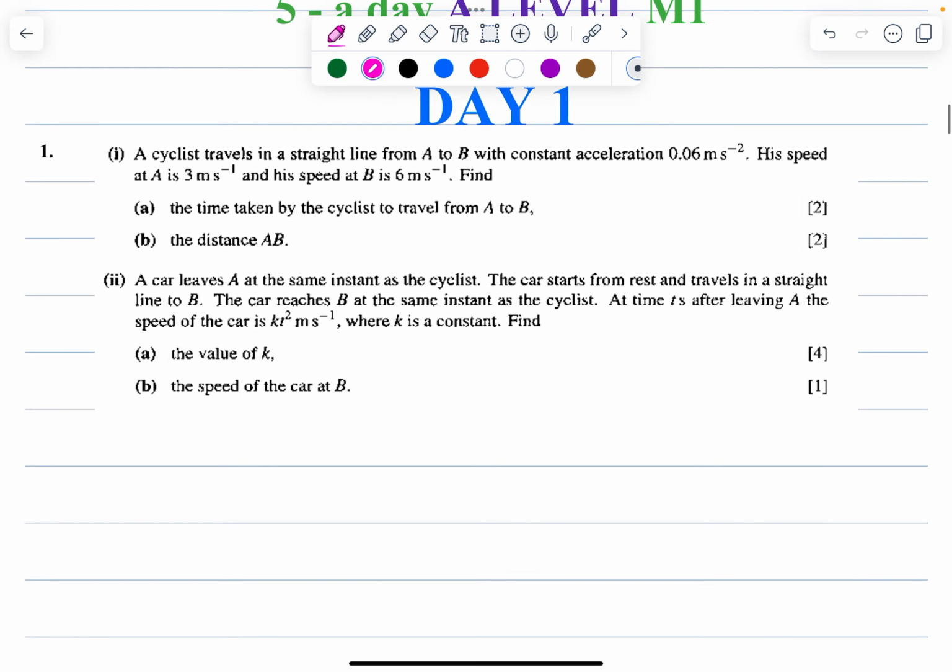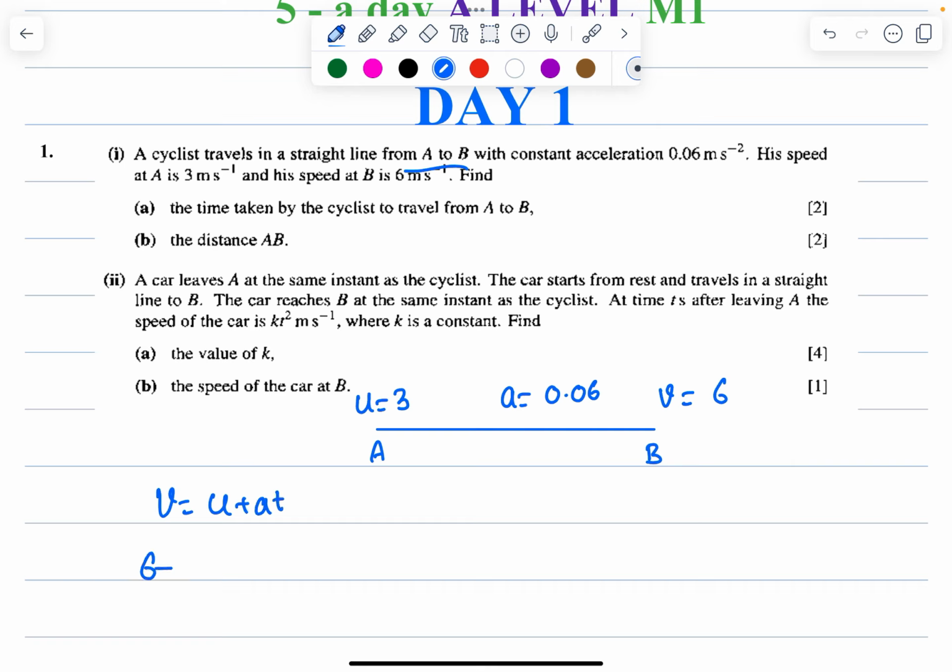Question number 1. A cyclist travels in a straight line from A to B with an acceleration of 0.06 meters per second squared. The velocity at A is 3 meters per second and the velocity at B is 6. Find the time taken. So v equals u plus at: 6 equals 3 plus 0.06 times t. Once I solve that, I get the value of t, which is 50 seconds.